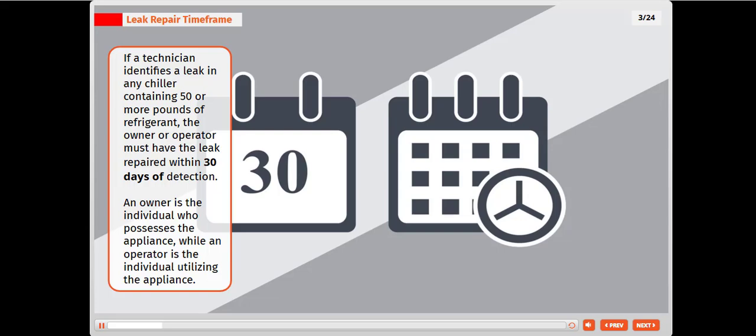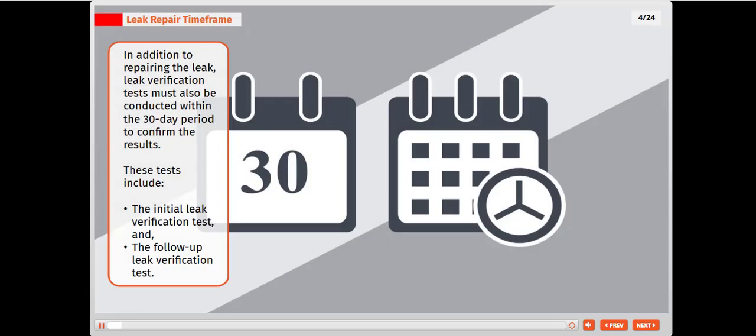If a technician identifies a leak in any chiller containing 50 or more pounds of refrigerant, the owner or operator must have the leak repaired within 30 days of detection. An owner is the individual who possesses the appliance, while an operator is the individual utilizing the appliance. In addition to repairing the leak, verification tests must also be conducted within the 30-day period to confirm the results. These tests include the initial leak verification test and the follow-up leak verification test.